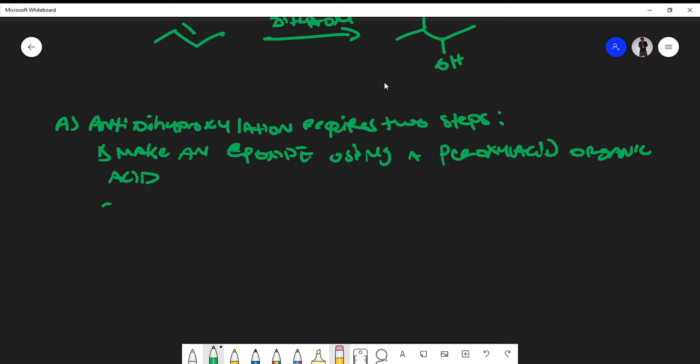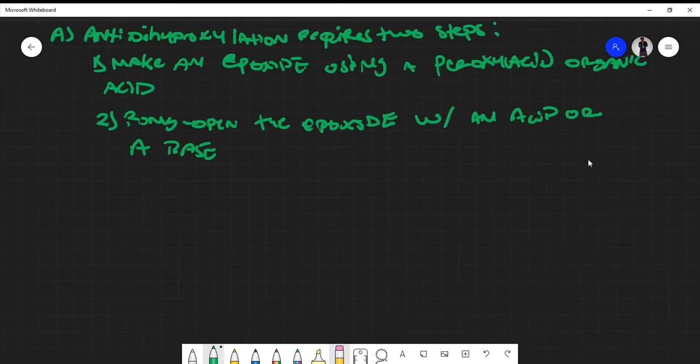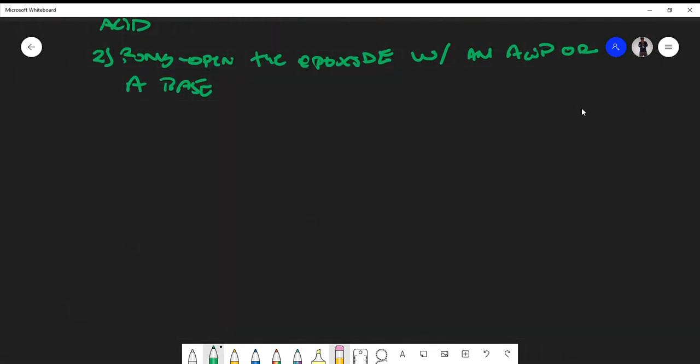And the second step you want to follow with respect to anti-dihydroxylation is that we do the ring opening. So we ring open the epoxide with either an acid or a base. So the anti-dihydroxylation reaction requires these two steps. So let's look at what we're talking about.